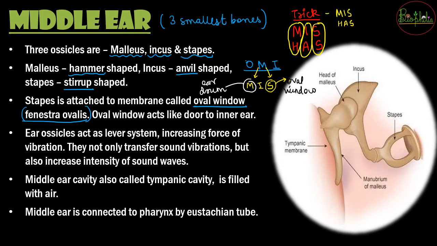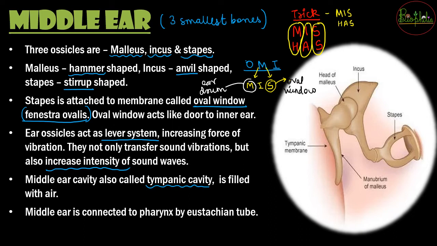So all these three bones, that is malleus, incus and stapes, are going to act like a lever system so that they can increase the force of vibrations. जो भी sound vibrations collect हुए थे, they have to get intensified, and for the intensification these three bones are going to be helpful.